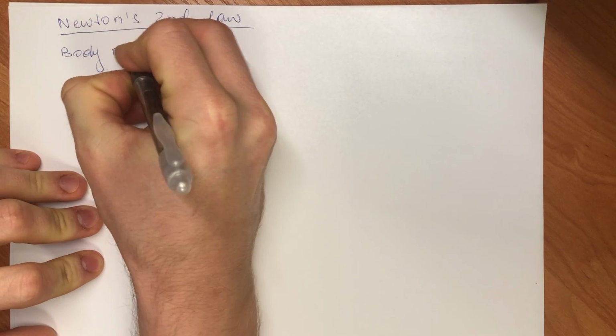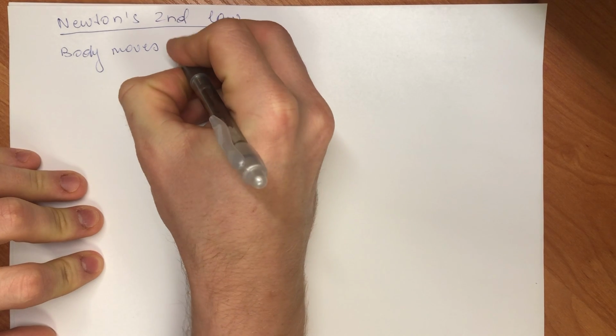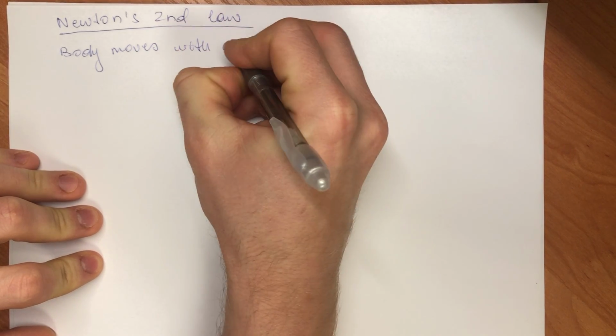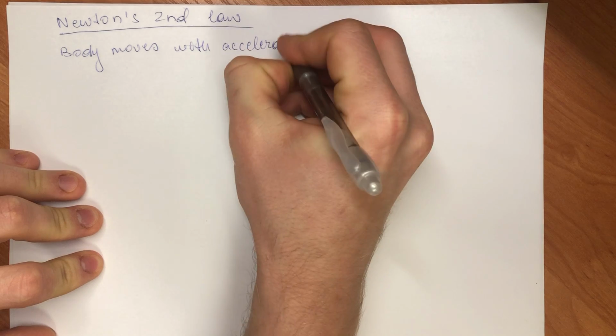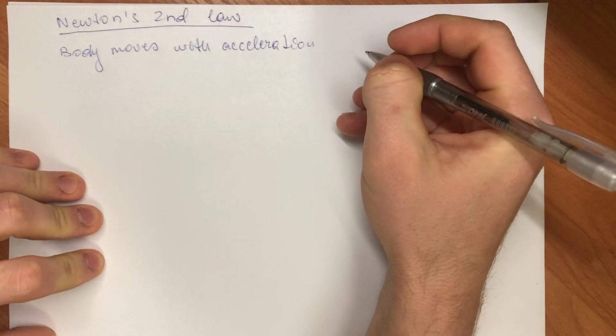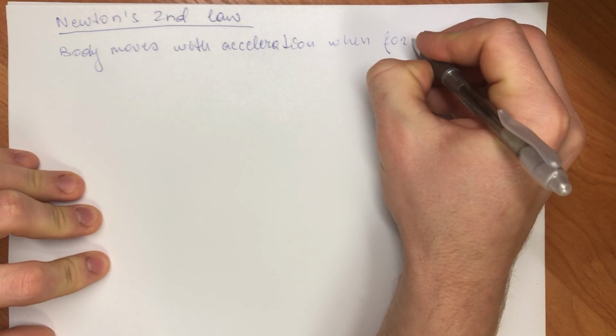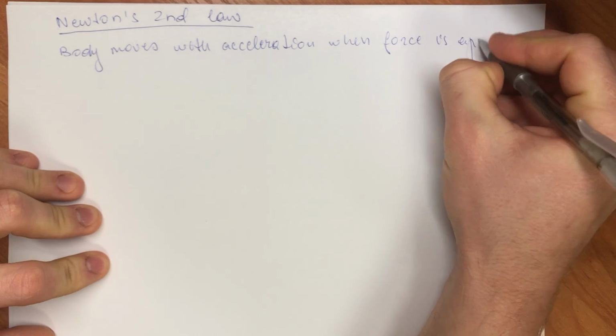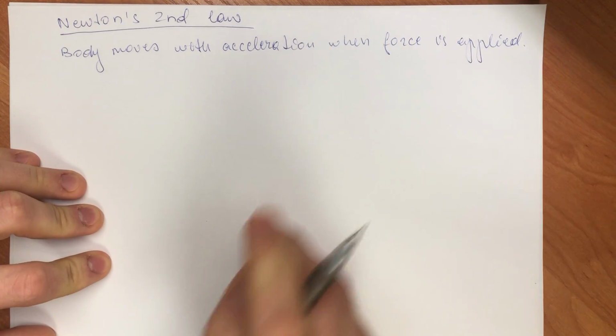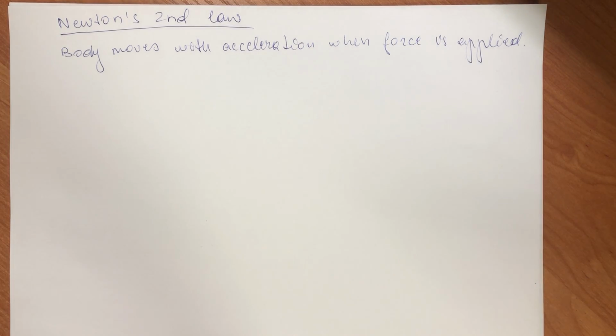So a body moves with acceleration when force is applied. This means that in order for a body to move with acceleration, in order for the velocity to change, we need force.